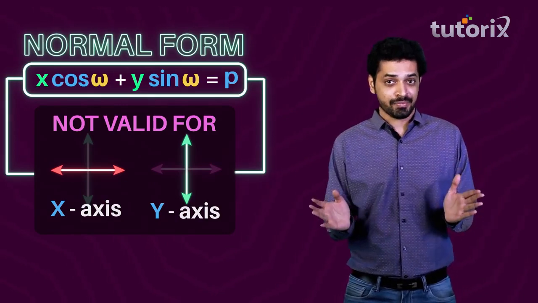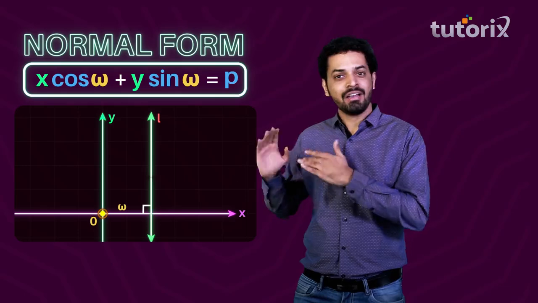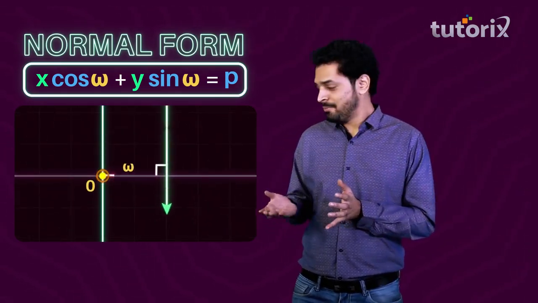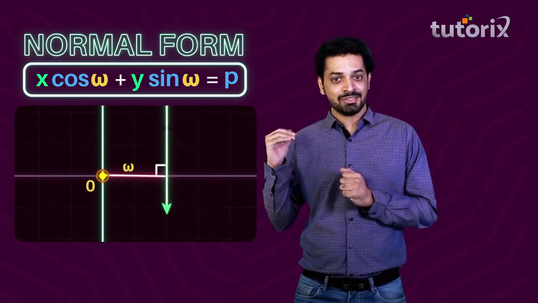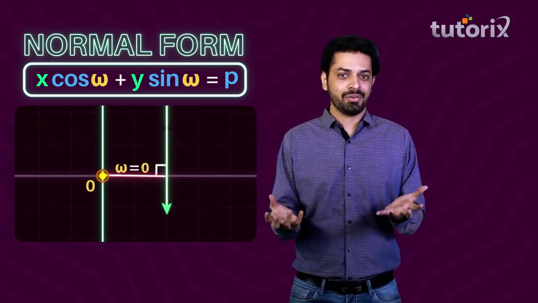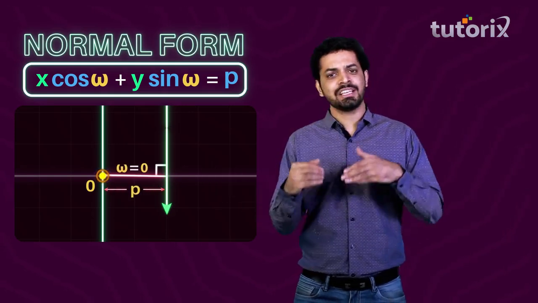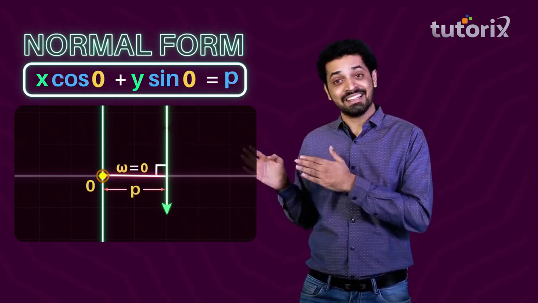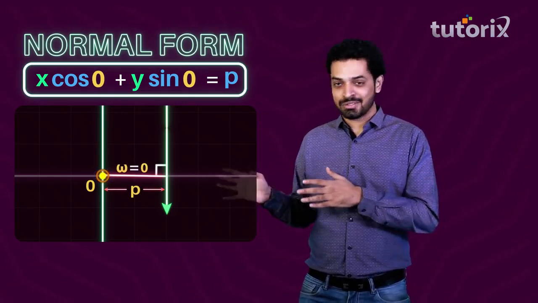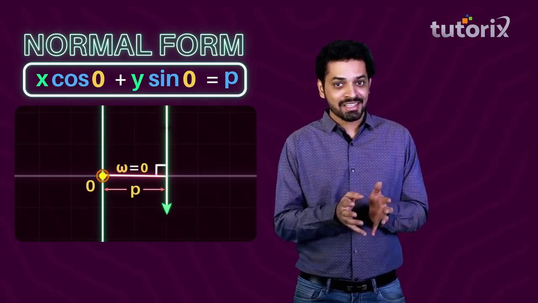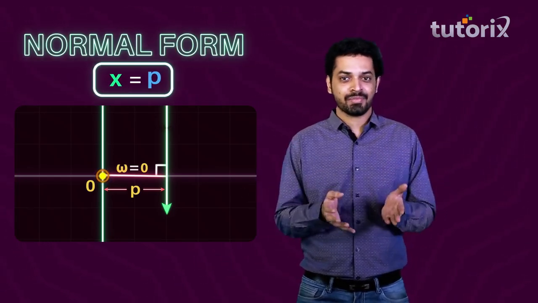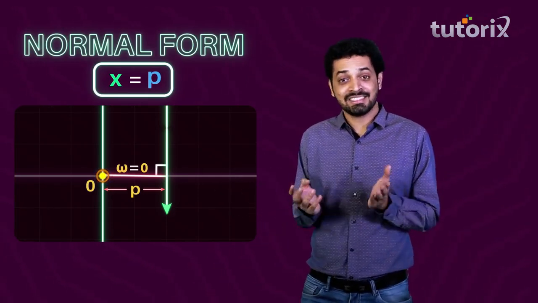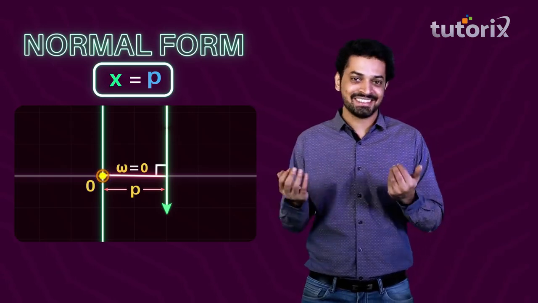For example, if you have this particular vertical line, then the normal to that line will be purely horizontal, right? So what is omega then? It's 0, right? And the length of the normal, say, is P. So if you substitute omega is equal to 0, you get x cos 0 plus y sin 0 is equal to P, which is x is equal to P, right? And we know that that's the equation of any vertical line that is distant P units from the origin.